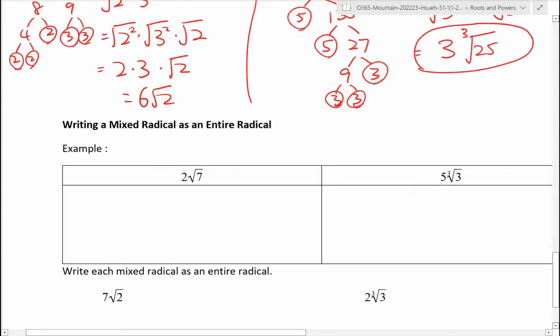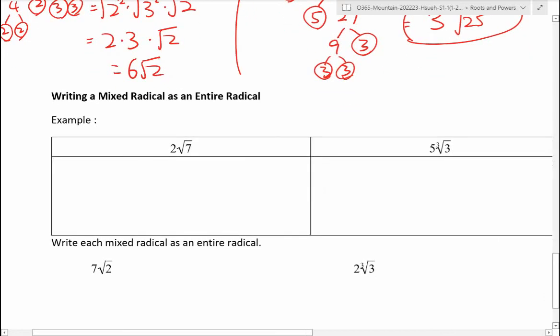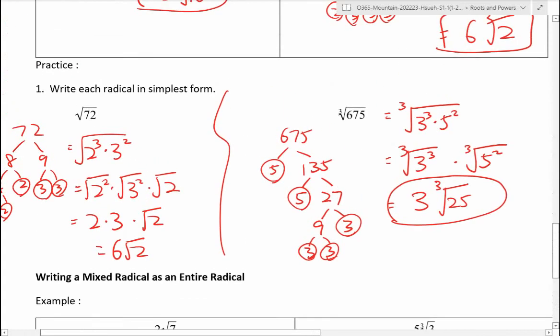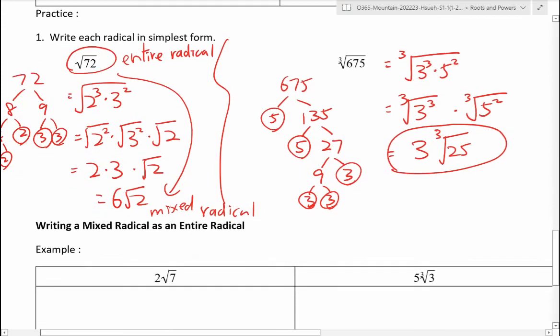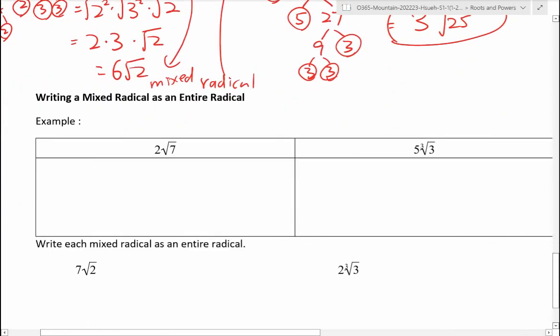Okay, now we are going to move on to the other way. We're going to do the opposite operation, right? So here, when we simplify, we are converting from entire radical to mixed radical. Now we're going to do the opposite direction. We're going to go the other way around. We're going to convert mixed radical to entire radical. So you can see here is the example of a mixed radical. We're going to turn this into an entire radical.